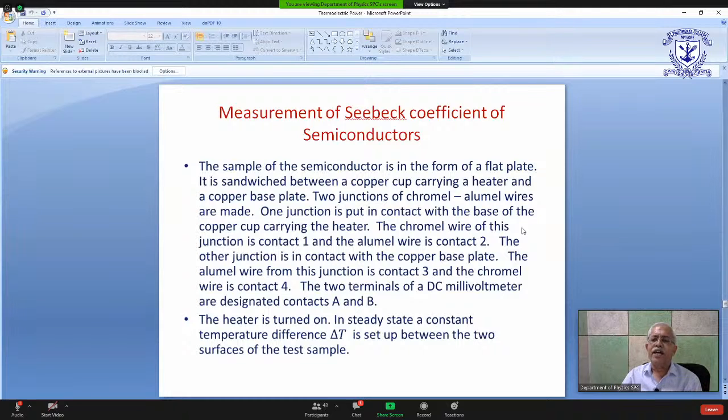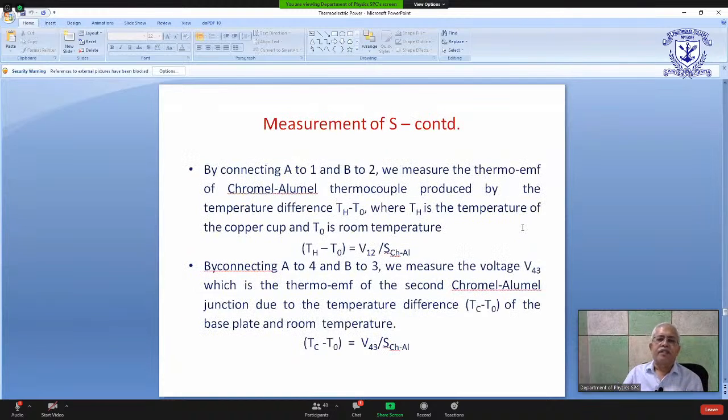So chromel wires are on the outside. Of the 4 wires, chromel wires are on the outside and the alumel wires are inside. Inside in the sense in between the two chromel wires. So that's the geometry. So we want to measure the thermo EMF for the chromel alumel thermocouple connected to the hot end. Okay.